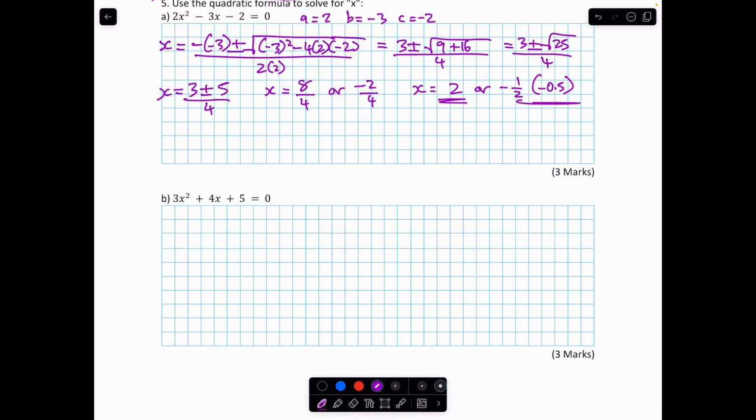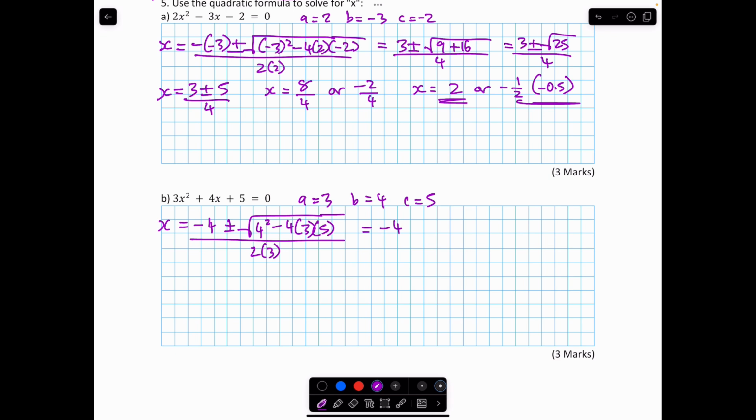Next one here, it's already written as equaling 0. A is equal to 3, b is equal to 4, c is equal to 5. So x equals -b, which was 4, plus or minus the square root of b squared, minus 4 lots of a, 3 times by c, 5, over 2 a's is 3.